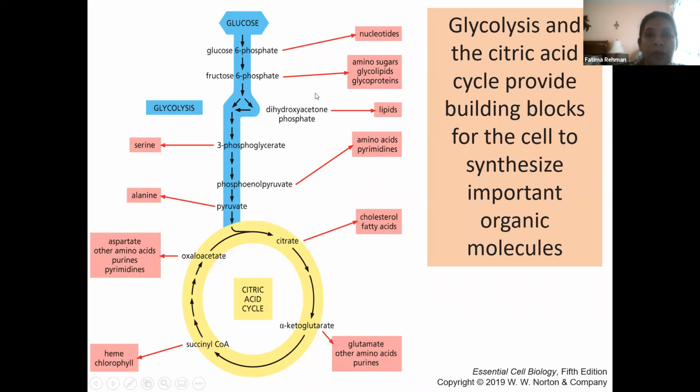And you can see some of those places where these molecules, these building blocks, are created. So in the process of glycolysis, you are going to have glucose 6-phosphate that can be used to create nucleotides. You are also going to produce fructose 6-phosphate that can be used in amino sugars, those glycosylations that go onto your protein chains to create glycolipids and glycoproteins. You will also produce some lipids in the form of dihydroxyacetone phosphate that can be used in lipid formation.